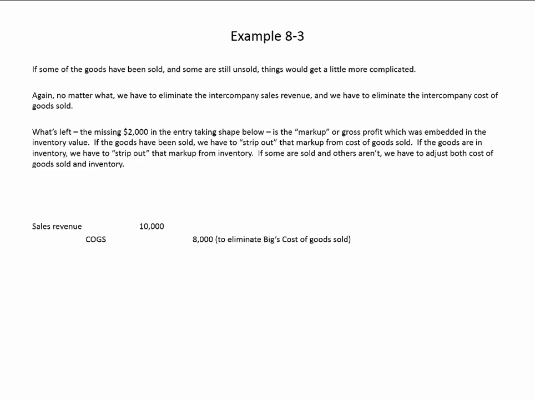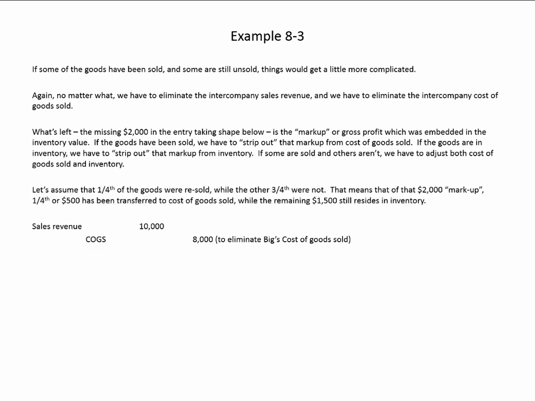So we do that. Now, again, what's left? The missing $2,000 in the entry taking shape below is the markup, or the gross profit, which was embedded in the inventory value. If the goods have been sold, we have to strip out that markup from cost of goods sold. If the goods are still in inventory, we have to strip out that markup from inventory. If some are sold and others aren't, we have to adjust both cost of goods sold and inventory.